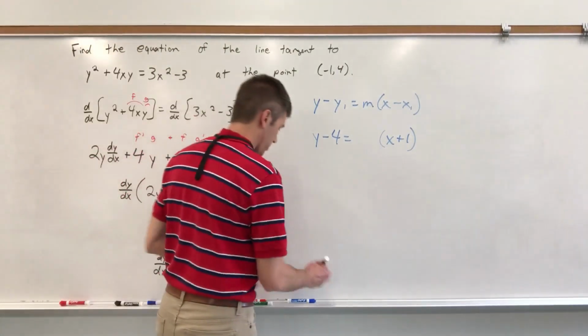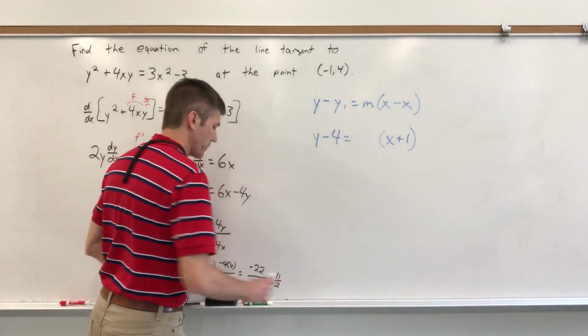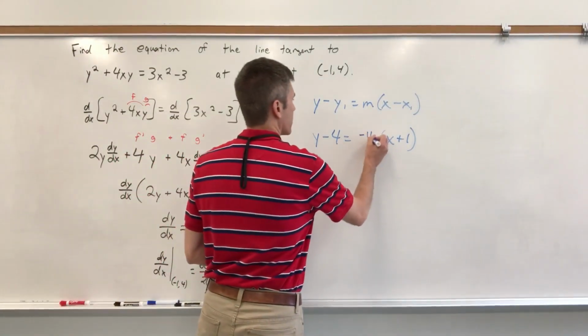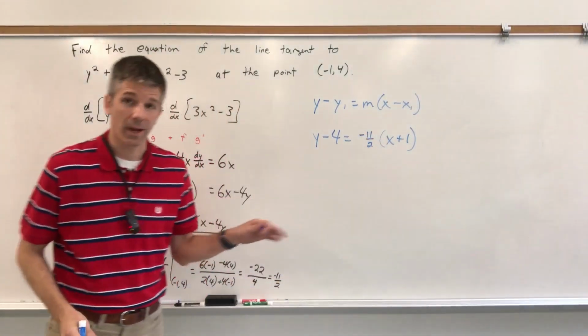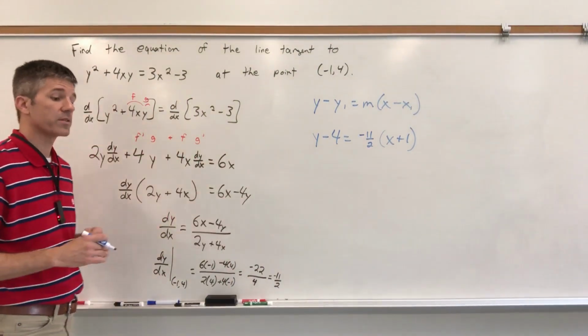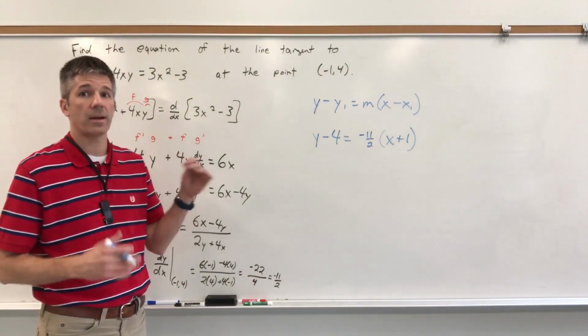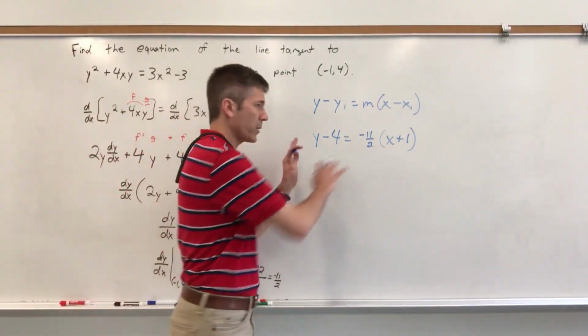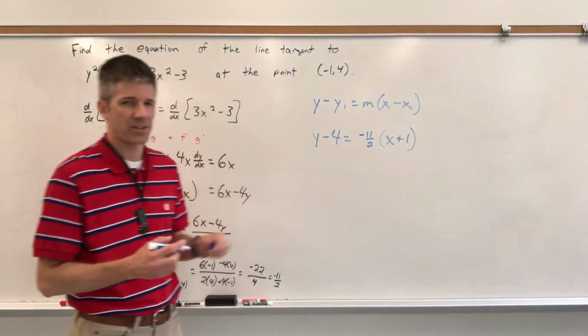It comes over here. Let's stick with the same color. Let's go with blue. Negative 11 halves. You can stop here, actually. You don't have to go any further. You found the equation of the tangent line. If they would have said, use your tangent line to approximate something, you may want to keep going for a while. But we could actually stop. Keep going if you want to. I choose to stop with that one.